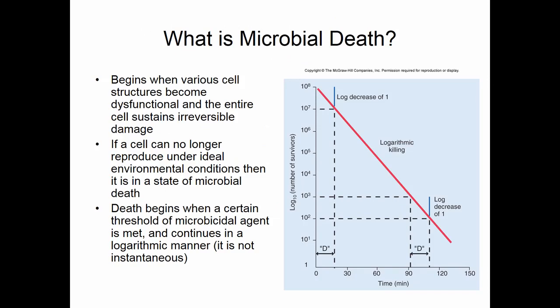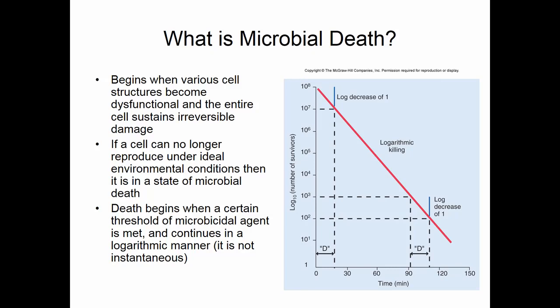So when we say microbial death, what do we mean by that? Yes, we talked about the bacterial growth curve. We talked about that death phase, where bacteria are dying in a logarithmic manner, albeit a slower manner than which they grow. Death is not instantaneous, all right? They don't all die all of a sudden. But the key here is that if a cell can no longer reproduce under ideal environmental conditions, it's in a state of death. It doesn't mean it's instantly dead.